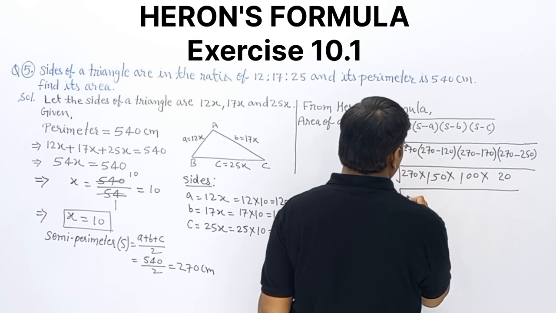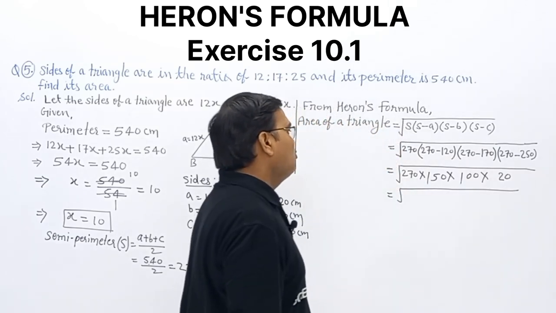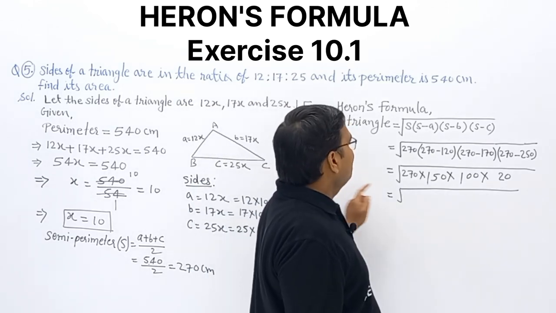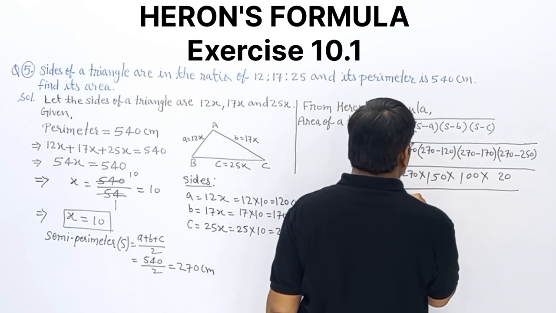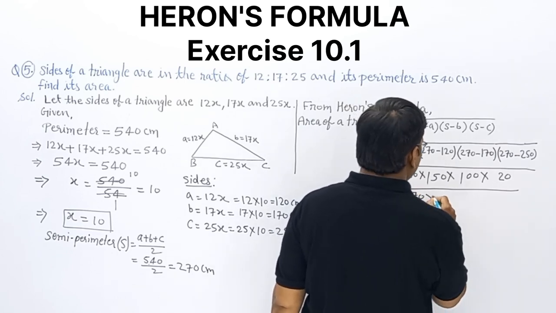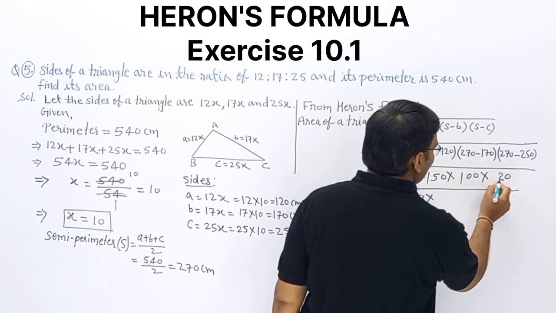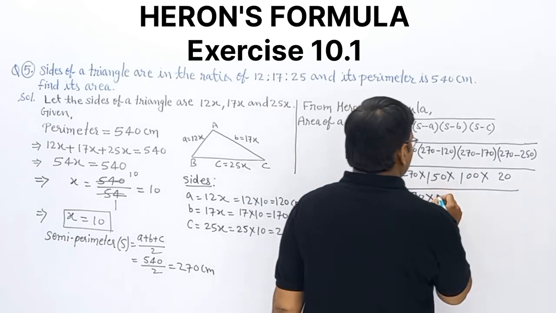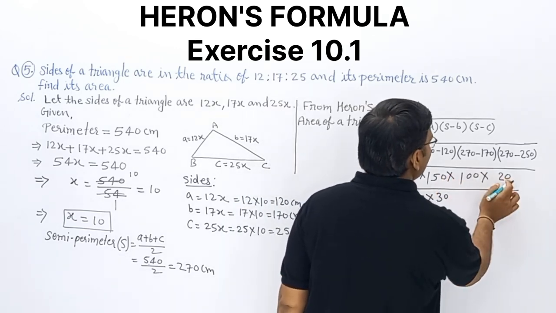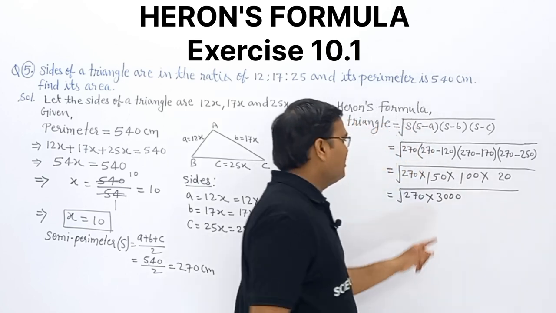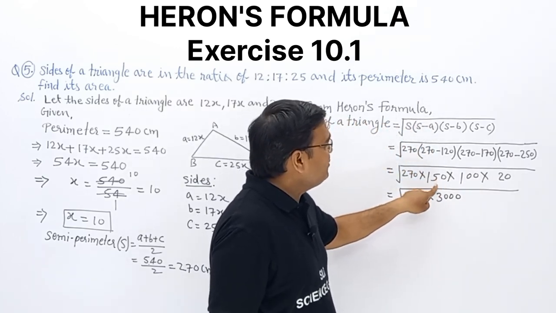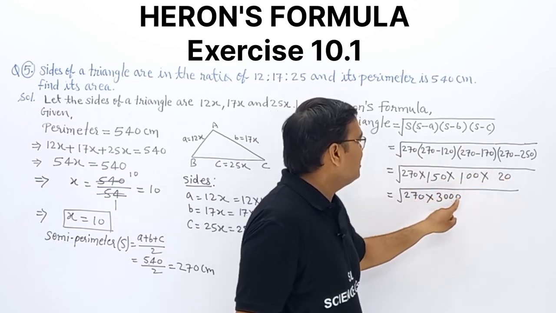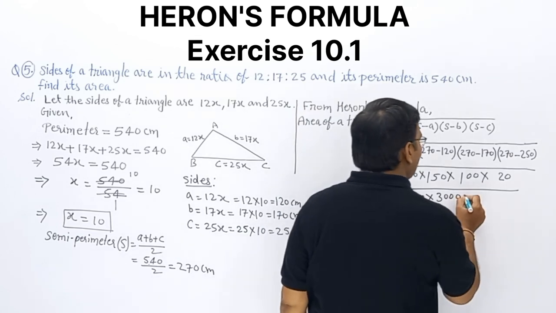27 can be written as 3 into 3 into 3. Yes or no? Just multiplying. We want to solve this: 270 into 150 into 100 into 20. 150 into 20: 15 twos are 30, 30. How many zeros? 2 zeros. Observe carefully, I am multiplying 150 into 20. 15 twos are 30, and 2 zeros I am putting. Clear? And 2 zeros are there. I am directly putting 2 zeros there.